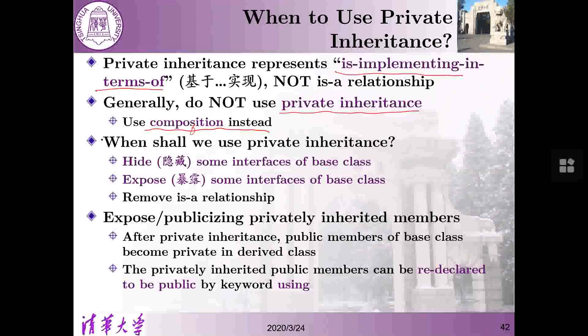And sometimes, if we really want to use private inheritance, we may think of this. Sometimes we may hide some interfaces of the base class. By default, we will hide the interfaces of the base class. And if we want to expose some interfaces, then we can have some grammar. We can have this kind of grammar using.